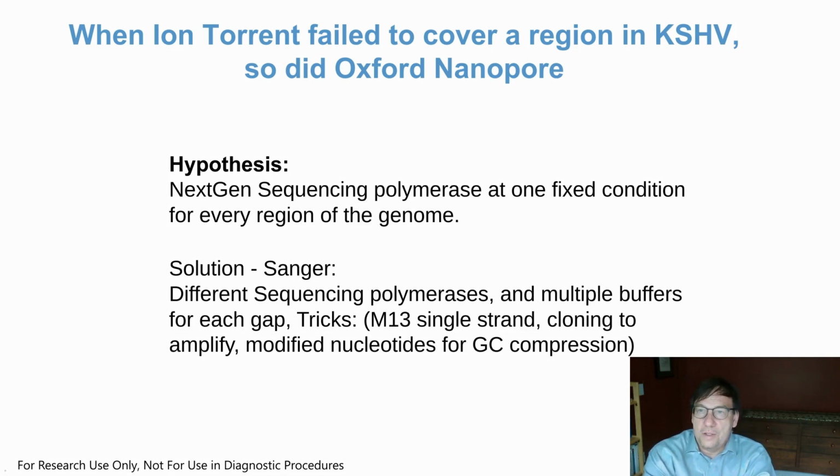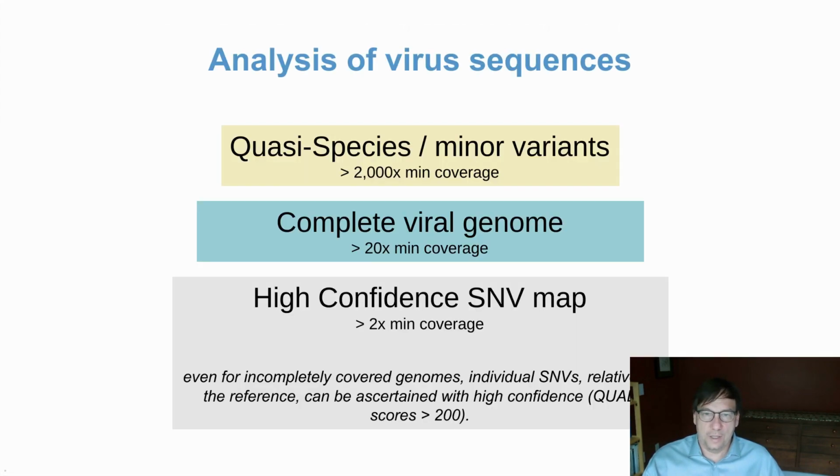And it turns out that the regions that didn't amplify with Ion Torrent failed to amplify and give good sequence with Oxford Nanopore. And I think what's different here is that the sequencing polymerase only works on one fixed condition for every region of the genome, or the pore for Nanopore. Whereas in Sanger sequencing, we can play around with the polymerase, we're interested in the 800 base pairs that we want to cover, and we have tricks such as cloning before amplifying and modified nucleotides for GC compression.